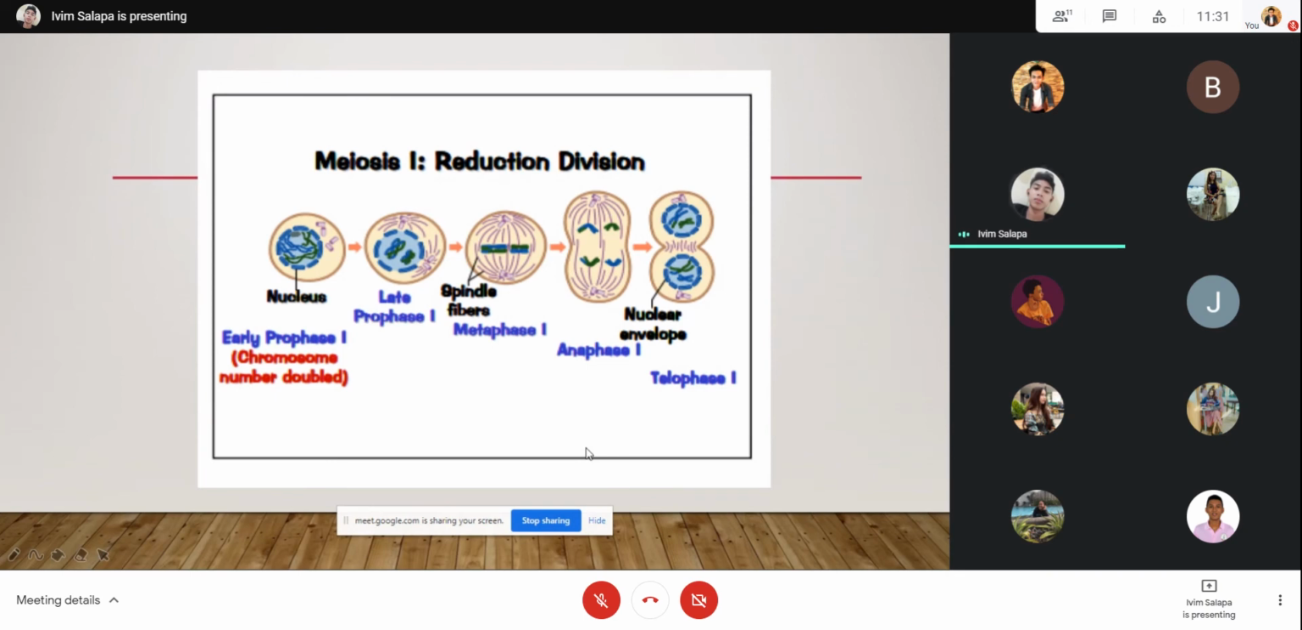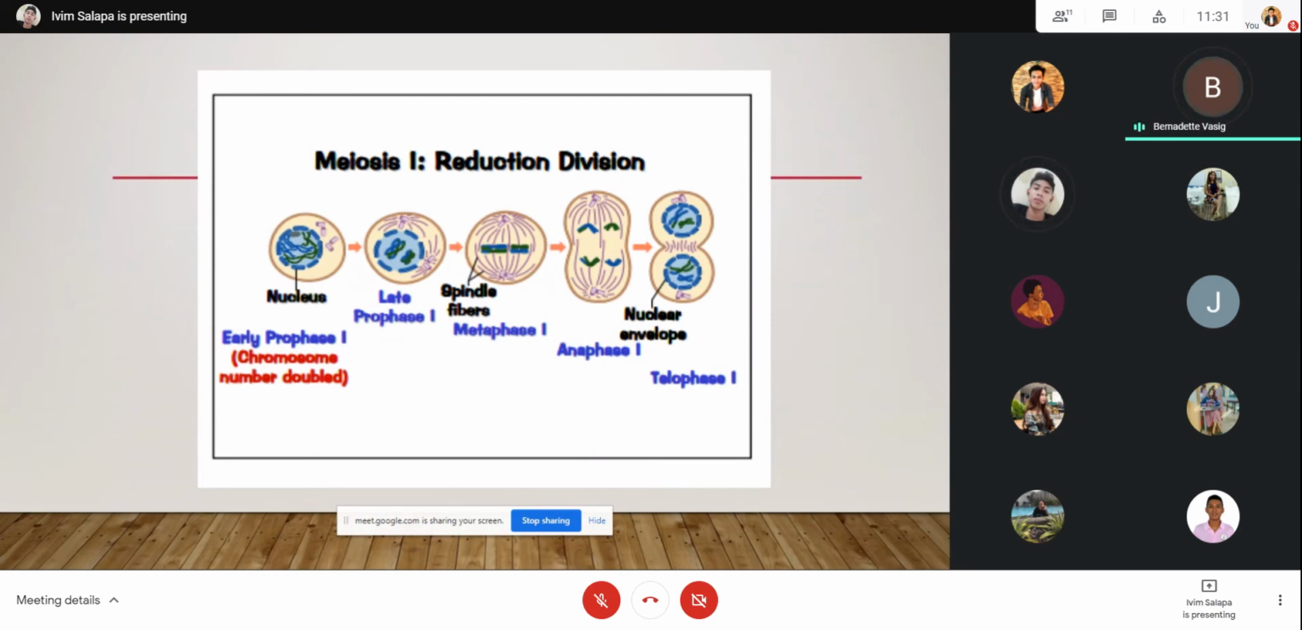Another difference between meiosis and mitosis, during prophase 1, is that in meiosis there are homologous pairs of chromosomes, which are not present in mitosis. That is another difference between meiosis and mitosis. And also during metaphase, the homologous pairs line up at the metaphase plate.